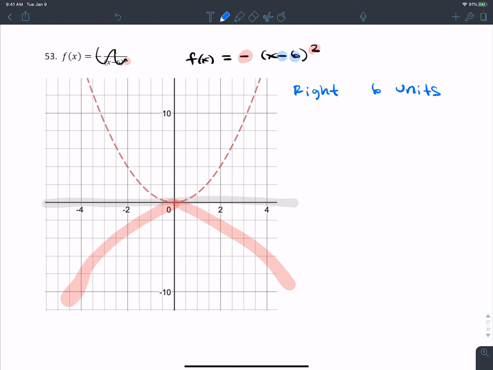So we only have a horizontal shift. There's no outside plus or minus value, so we don't go up or down at all. It's just strictly to the right 6 units. So let's move every point. And again, what I like to do is move this vertex. I have to move it to the right 6 units. So here's 1, 2, 3, 4, 5, and 6.